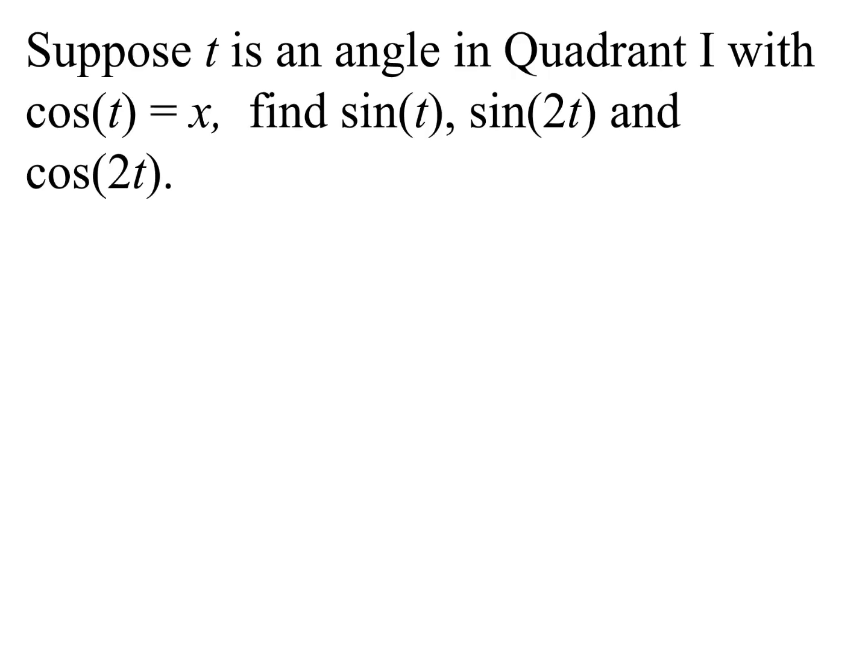Suppose t is an angle in quadrant 1 with cosine t equaling x. We're going to find sine t, sine 2t, and cosine 2t. So first of all, I'm going to draw a picture. Here is an angle in quadrant 1.